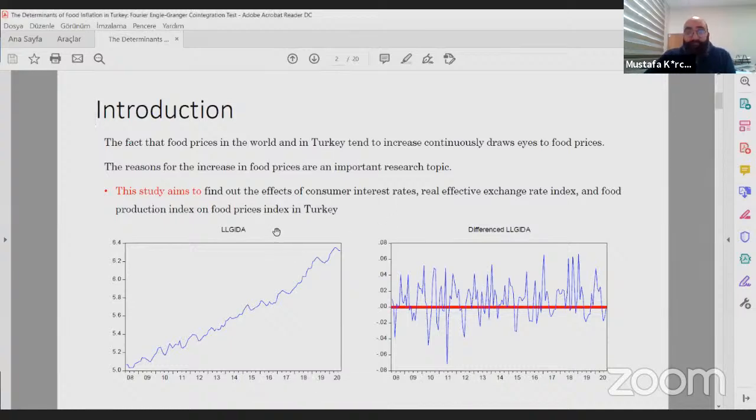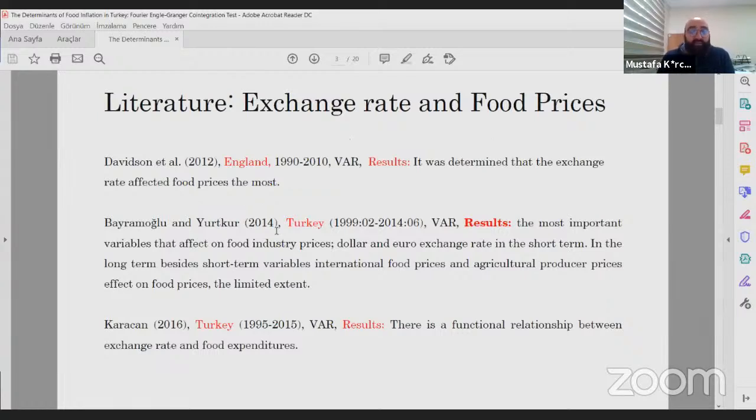For this aim, we investigated the literature. The literature has three parts. Firstly, there are papers about the relationship between exchange rates and the food price index, for example Davidson for England, and Bayramoğlu and Yurtkur and Karacan for Turkey. The common result is that the exchange rate affects the food price index, but their papers are only about the relation between exchange rate and food price index, not other variables.